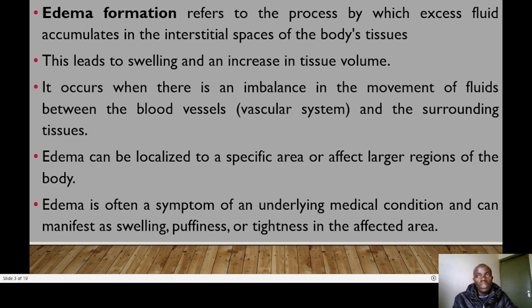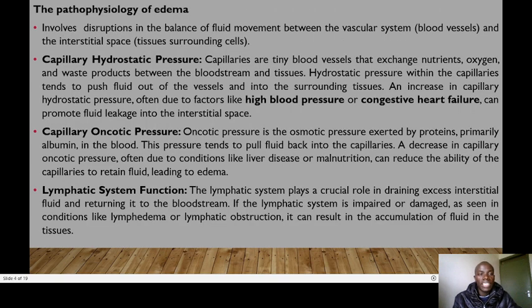Okay, so that's where you are going to get things like anasarca. And when we are talking of a specific body part, we'll be talking of pulmonary edema, for example. So edema is often a symptom of an underlying medical condition and it can manifest as swelling, puffiness, and tightness in the affected area. So the pathophysiology of edema is that it involves disruptions in the balance of fluid movement between the vascular system and the interstitial space.